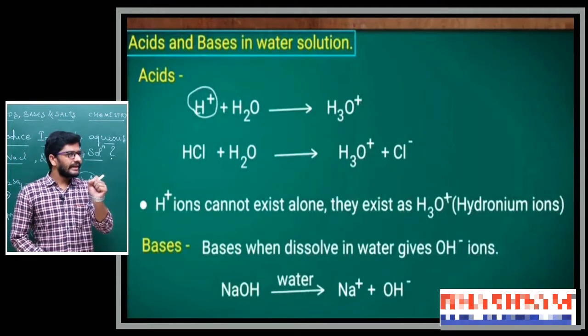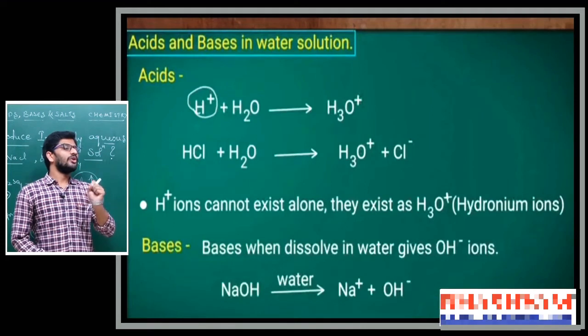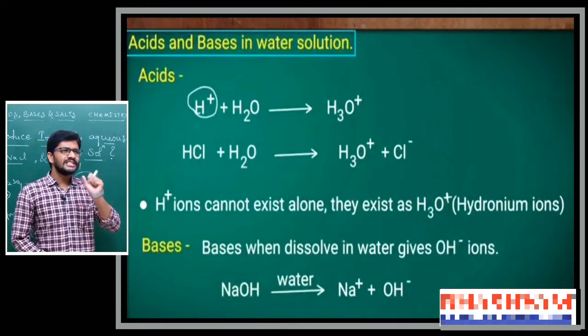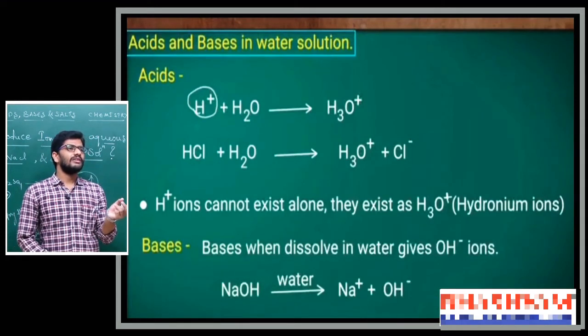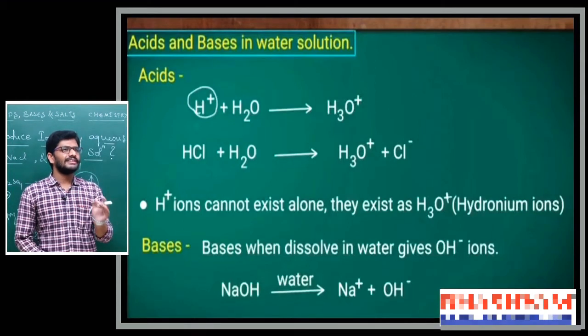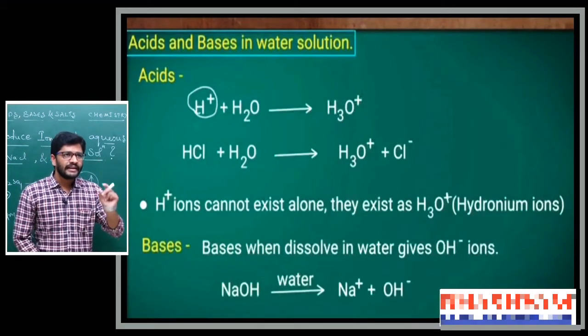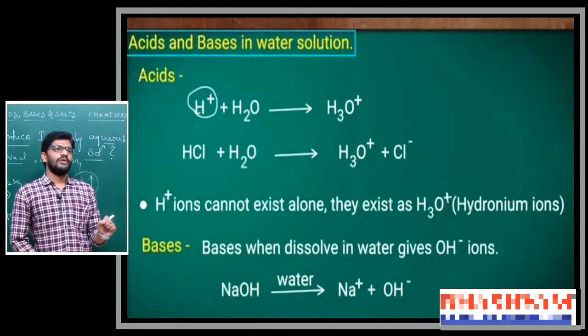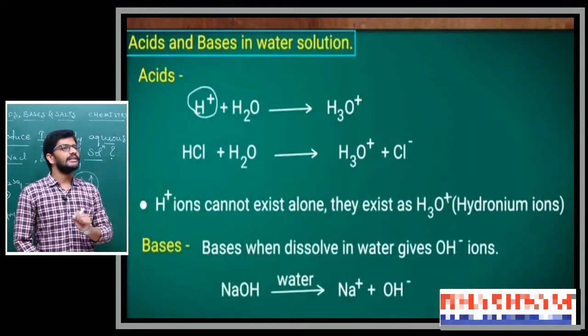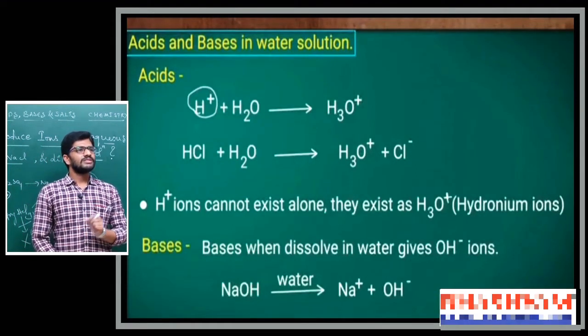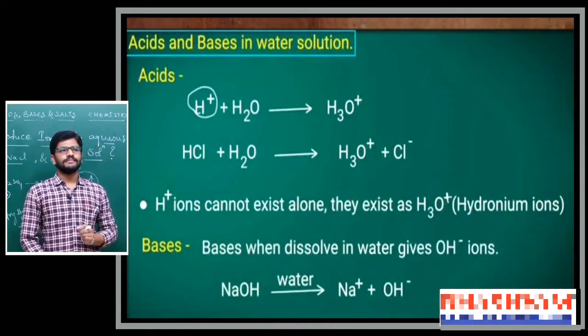So when H plus reacts with water to produce H3O plus ions, these H3O plus ions again react with water to form H5O2 plus ions, like that. So these H plus ions can exist only in the hydrated form. Okay, students.